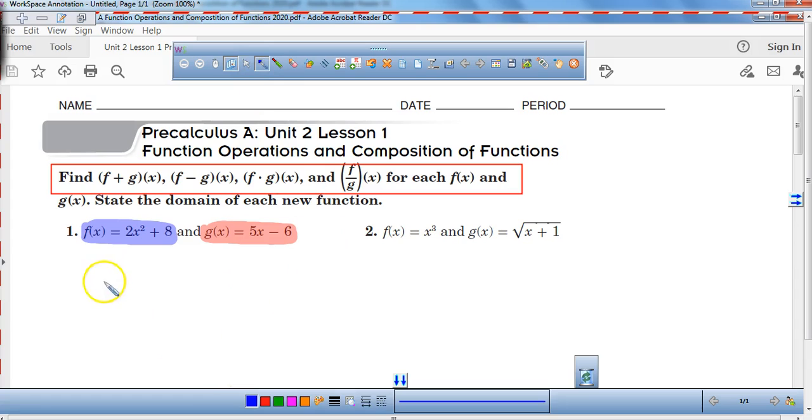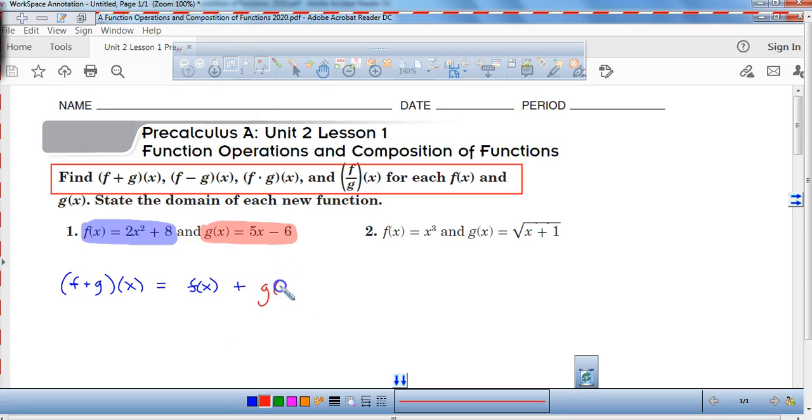And we're just going to do each one. It won't take that long. If you just follow along, we'll make sure you get that taken care of so you know what to do when you run into these. But here's what you need to understand. If I say, what is f plus g of x, that means I'm taking f of x and I am adding g of x.